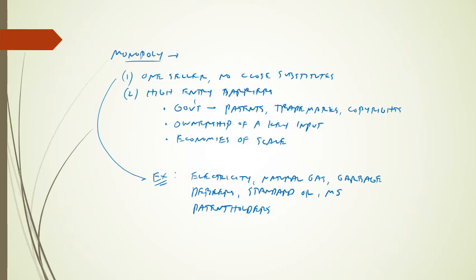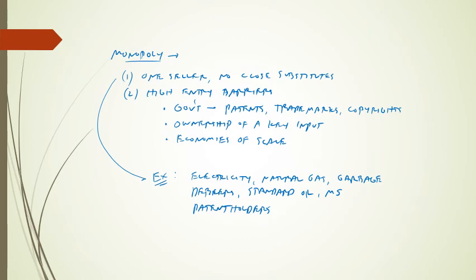Ownership of a key input. Alcoa had control of most of the raw material to make aluminum for many decades. And then also it could be economies of scale, where a company like an electric utility simply has a natural monopoly through the fact that other companies competing would have to string up their own wires and infrastructure, and that would be just far too costly for the amount of electricity that is sold, as they have to split the market.